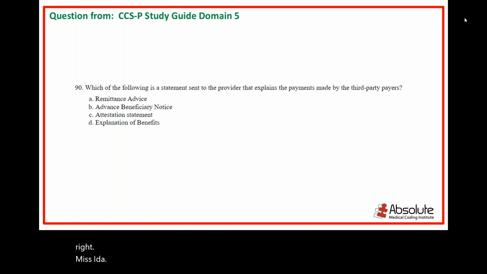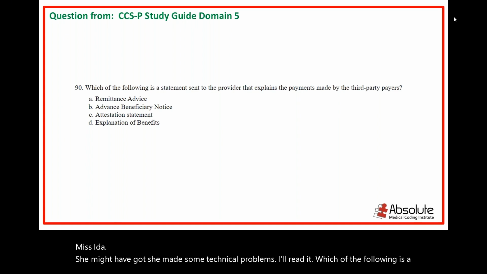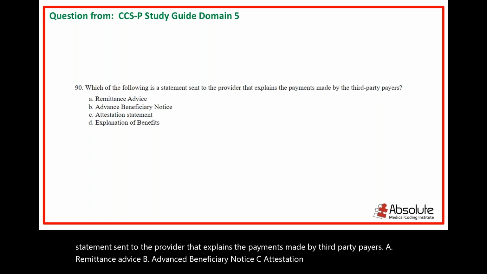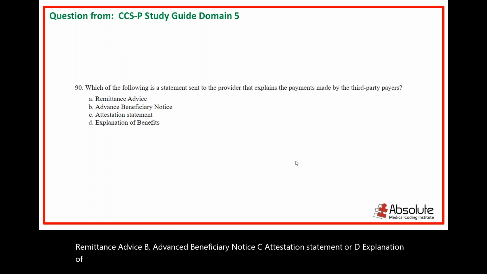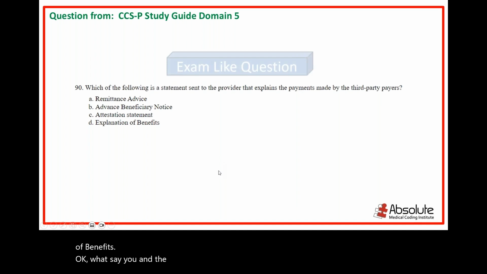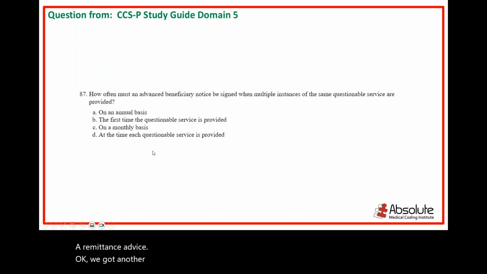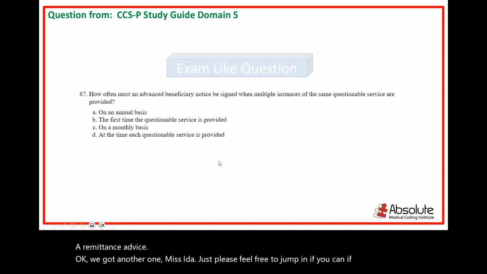Well, she may have some technical problems. I'll read it. Which of the following is a statement sent to the provider that explains the payments made by third-party payers? A, remittance advice, B, advanced beneficiary notice, C, attestation statement, or D, explanation of benefits? Okay, what say you? And the chat says A, remittance advice. Okay, we got another one. Miss Ida, just please feel free to jump in if you can. If not, okay, take it away.